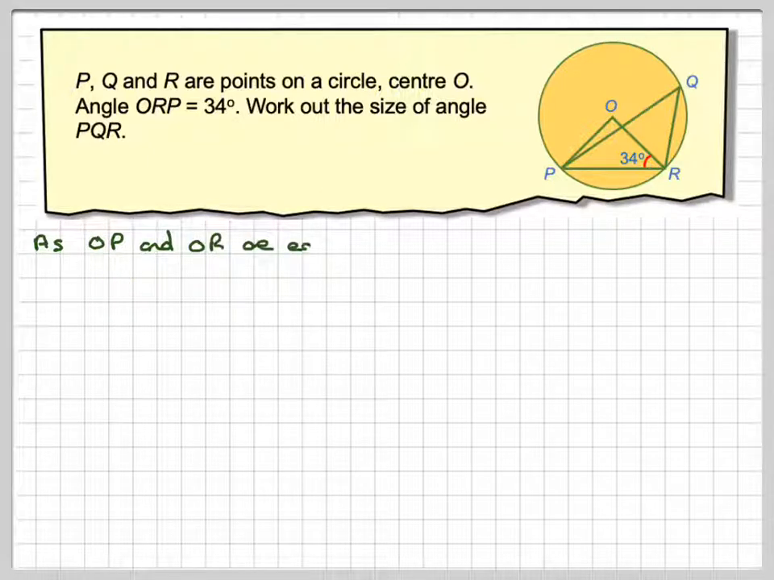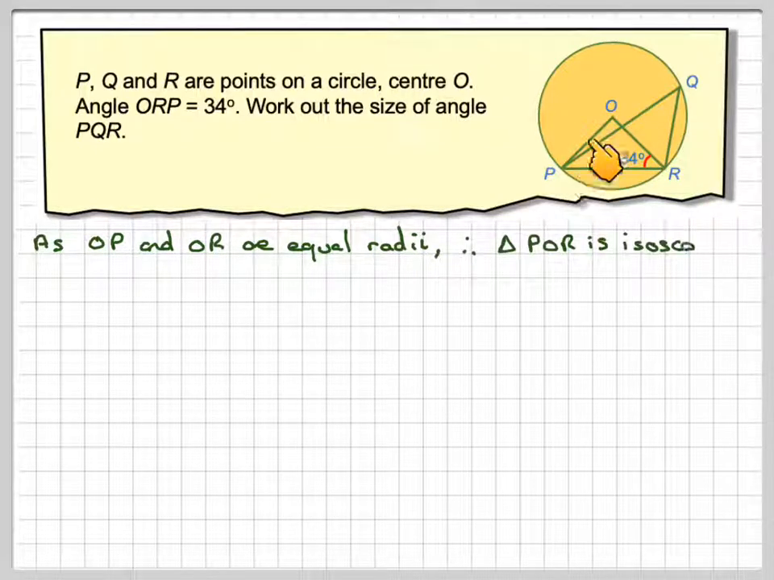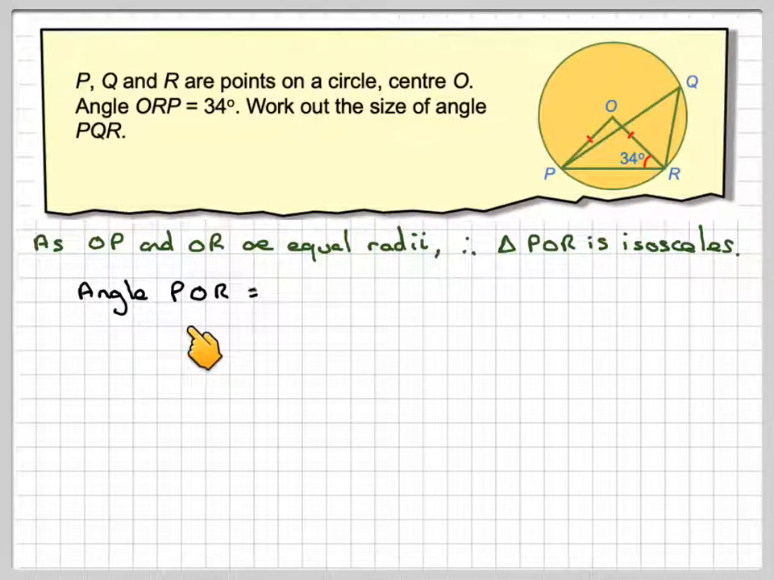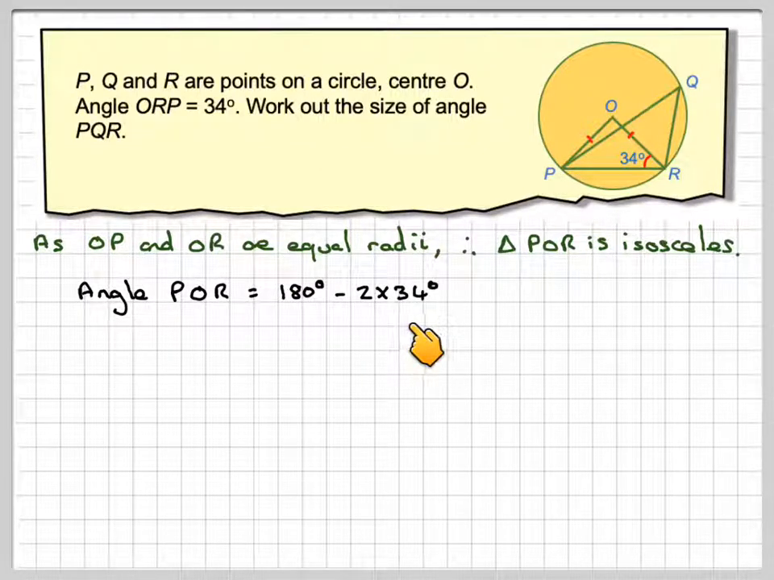So, as OP and OR are equal radii because they go from the centre of the circle to the circumference, then the triangle POR, this triangle here, is isosceles, which means that this angle here is also 34 degrees. And therefore, angle POR, this one here, will be equal to 180 minus 2 times 34, which is equal to 112 degrees. So this angle here is 112 degrees.